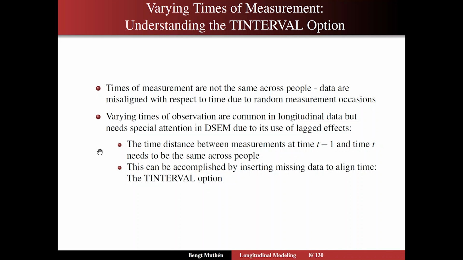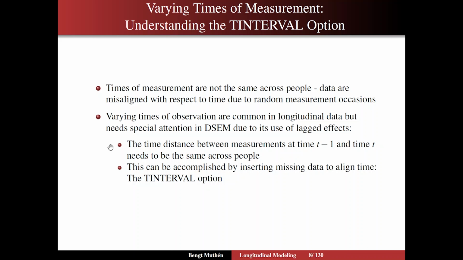Slide 8, we're starting to move towards the Mplus option T interval, which is needed because times of measurements are not the same across people. Data are misaligned with respect to time due to this random measurement occasion feature. Now, of course, varying times of observations are common in longitudinal data, but it needs special attention in DSEM due to using lagged effects in DSEM.